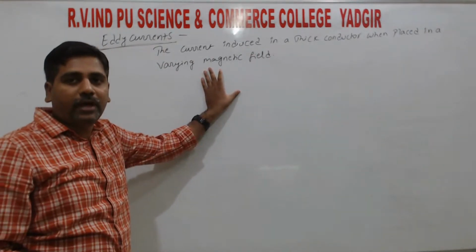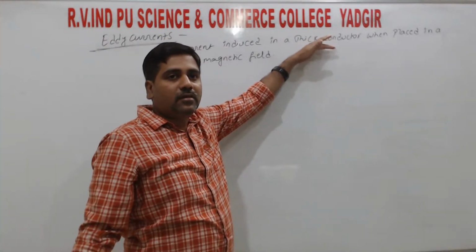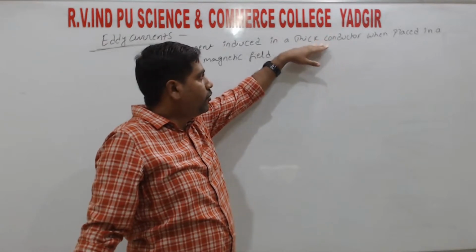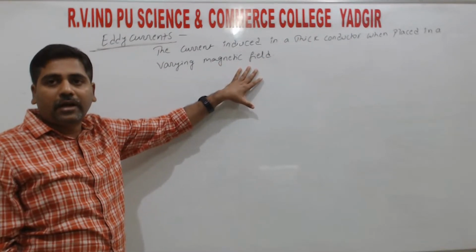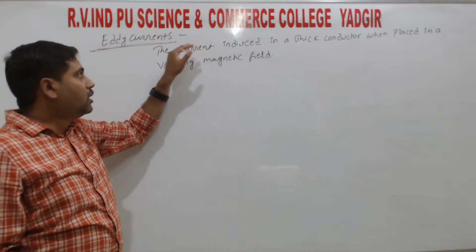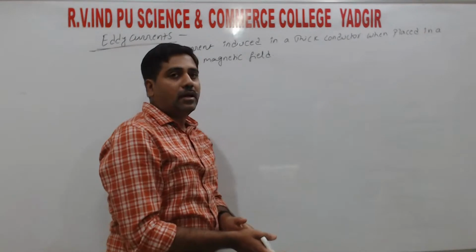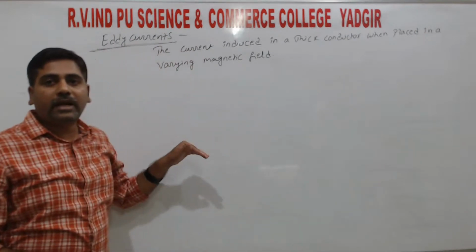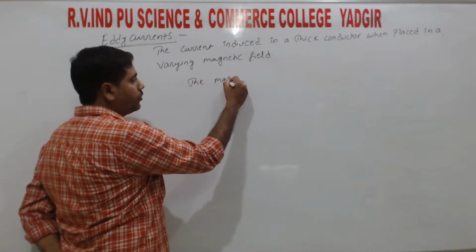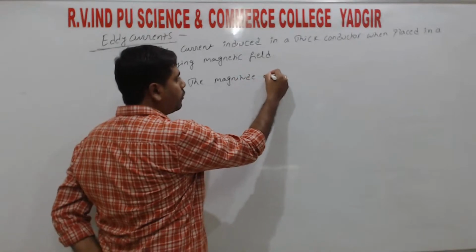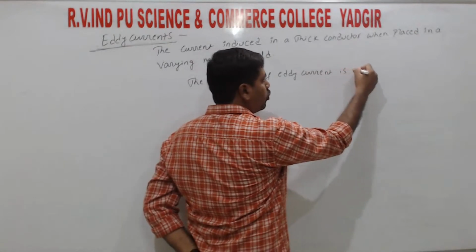So if we now place a thick conductor in a varying magnetic field, that means its resistance is less, right? When we place the conductor in a varying magnetic field, current is induced in the conductor, and that current we call eddy current, right? Since the conductor has less resistance, the magnitude of the eddy current is more.